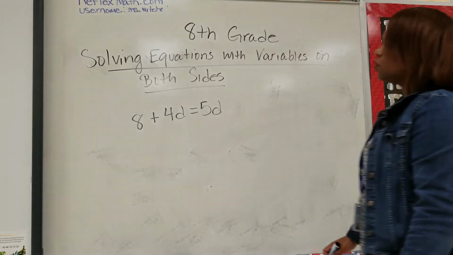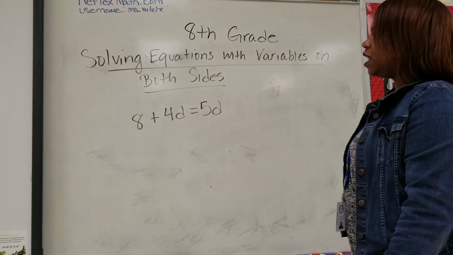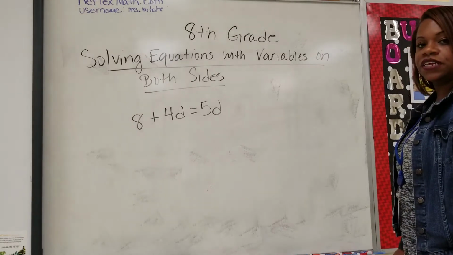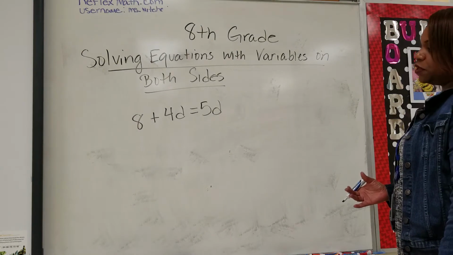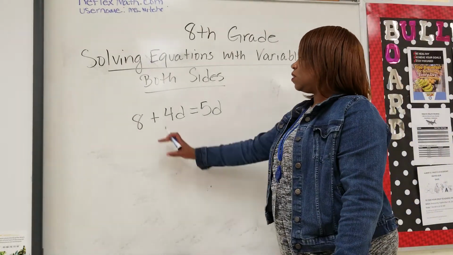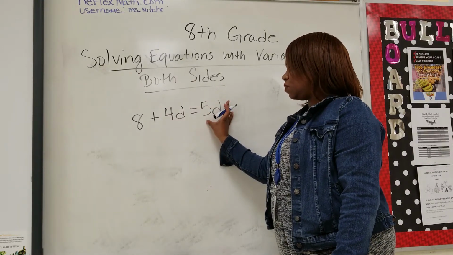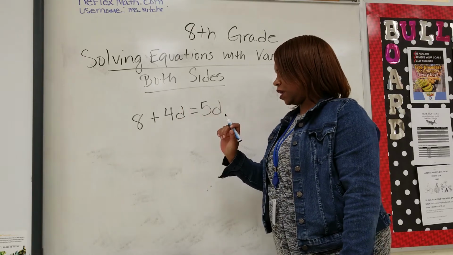All right, now moving on to solving equations with variables on both sides. When we have an equation such as this, 8 plus 4D equals 5D, the first thing that we need to do is combine our like terms, okay? So when we combine our like terms, we need our one terms on one side and the other on another side, okay?